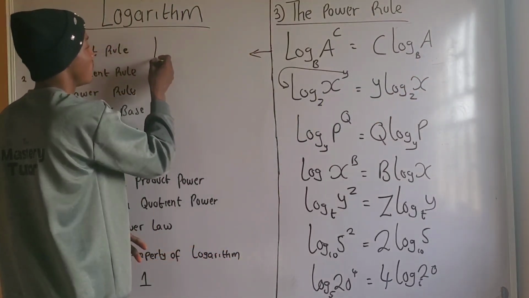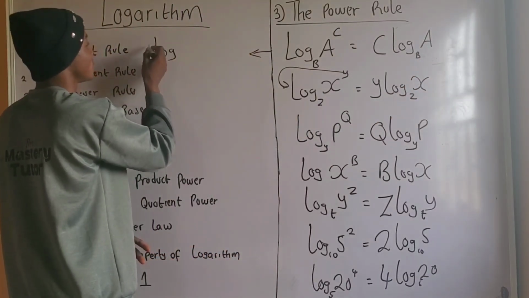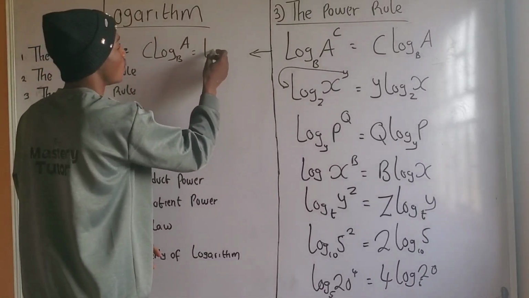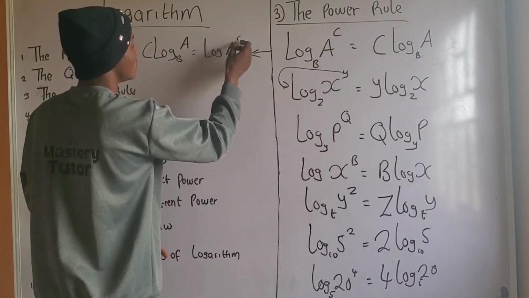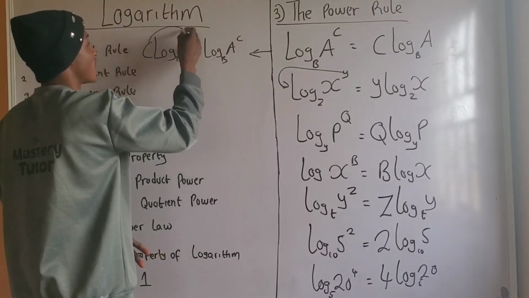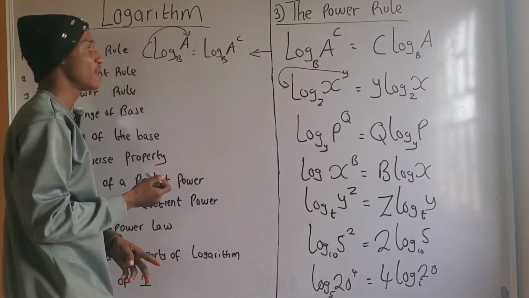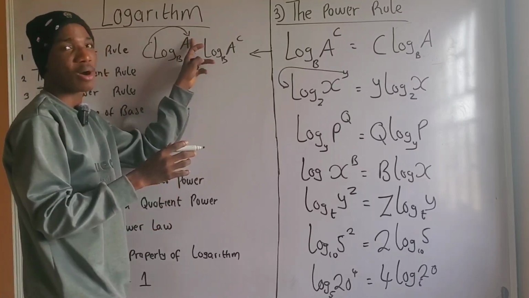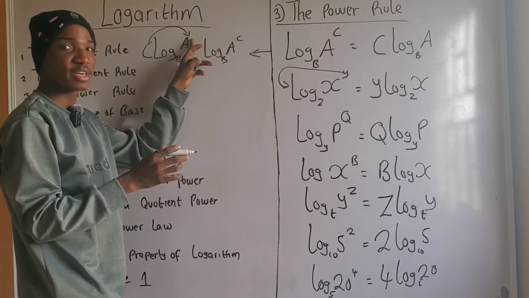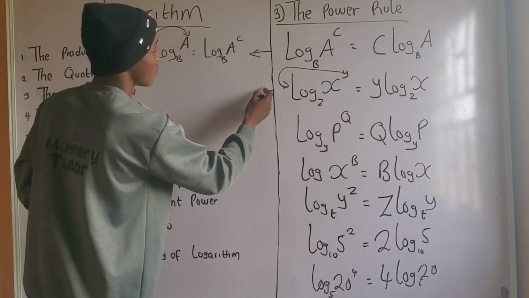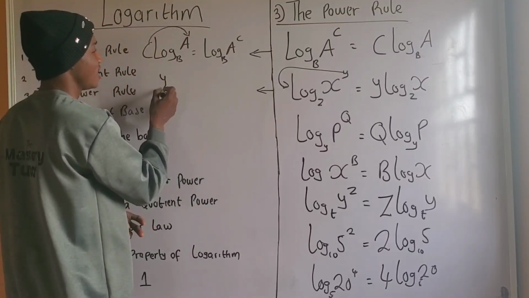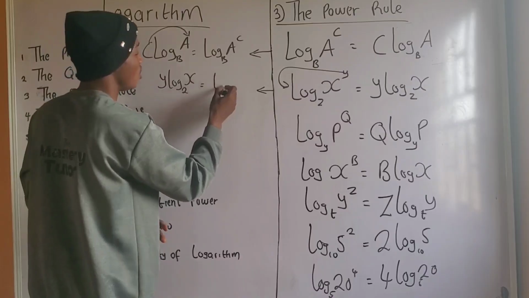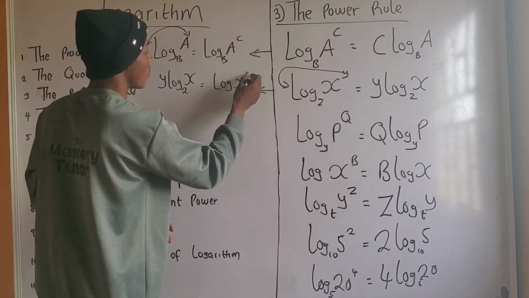Also, if you have C multiplied by log A base B, this will be equal to log A raised to the power of C base B. That is, the power that is multiplying the log becomes the power of the log again. Do you understand? Okay, just like what you have here. Y log X base 2 will be equal to log X raised to the power of Y base 2.